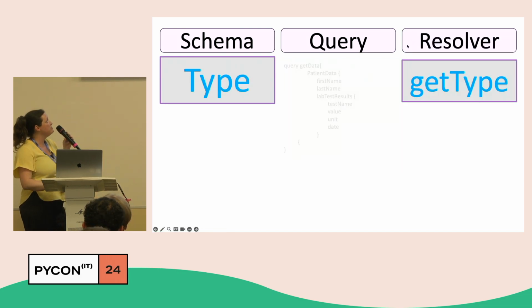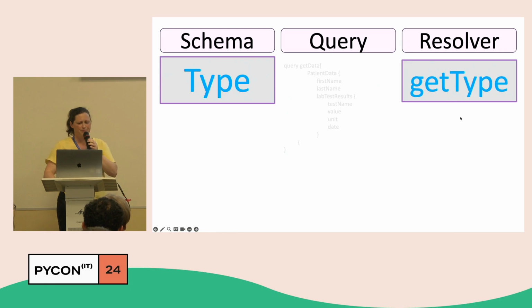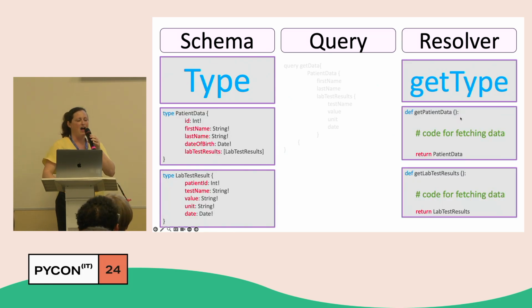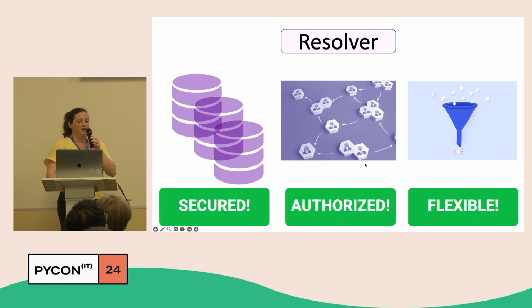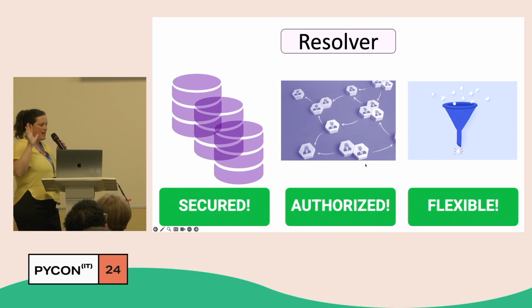And last, we have the resolver. The resolver is like a bunch of functions that define how we're going to return to the client the data that we defined in the schema. If we define it, the client can ask for patient data. We need the resolver to decide how we're going to fetch it and how we're going to return it to the client. So the resolver is where all the magic happens.